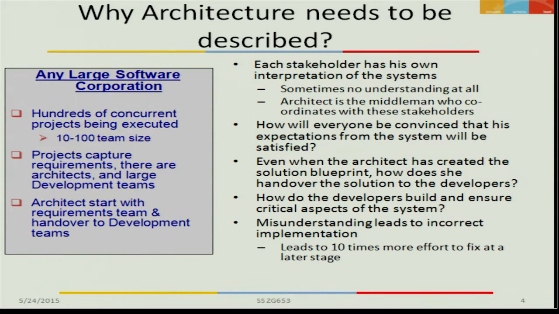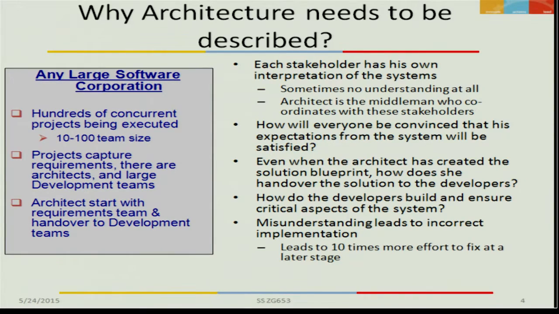Then the next point is, how will everyone be convinced that their expectations from the system will be satisfied? As I said, the architect is a middleman. An architect needs to convince everybody. So essentially, through the architecture, you should be able to convince all the stakeholders that I have identified in the previous slide. You should be able to identify them and then reason about the architecture in such a manner that they are convinced that their expectations, their requirements, their concerns are all addressed when the system is built.